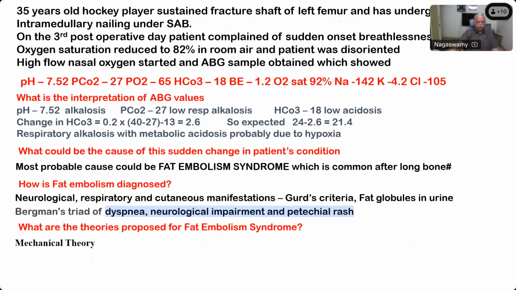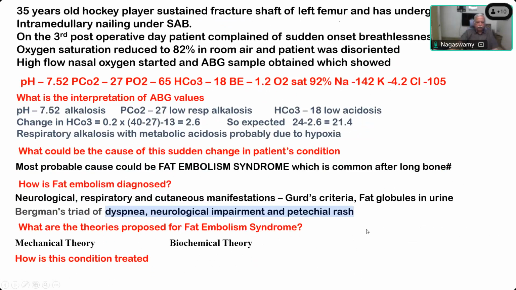One is called the mechanical theory, the other is called the biochemical theory. In the mechanical theory, what happens? The fat globules inside the marrow are forced through the open venous channels which are there in the bone supplying it. Intramedullary pressure rises, which forces the fat globules in the bone marrow to enter the venous channels, which come into the systemic circulation. Whereas the biochemical theory is the stimulation by the cytokines.